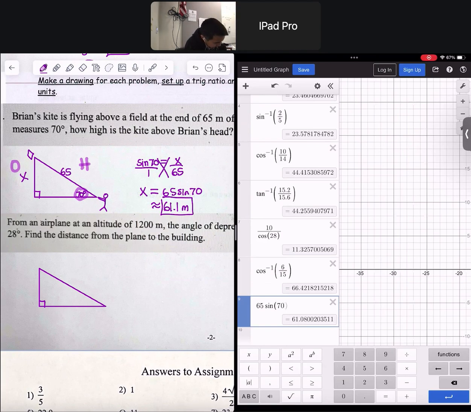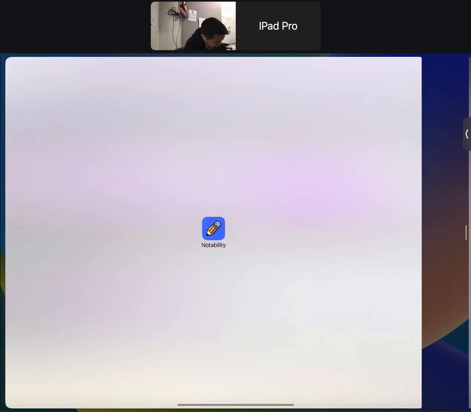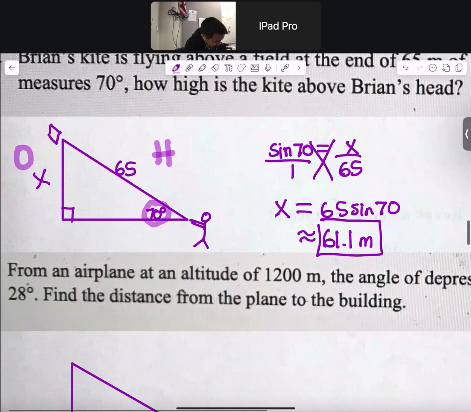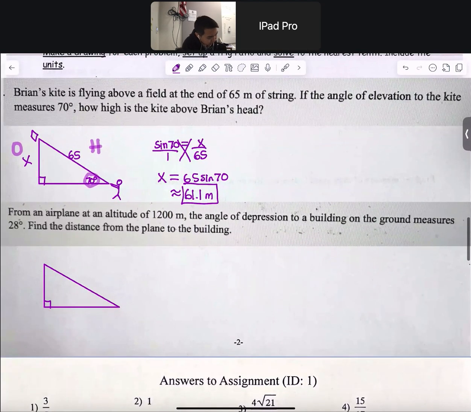Okay, let's look at this one. An airplane is at an altitude of 1,200 meters. Altitude means how high it is off the ground. So we know it's 1,200. And here's our lovely plane. The angle of depression is the angle formed with the ceiling, so you need to draw the ceiling, and it's going to be in this corner outside the triangle.